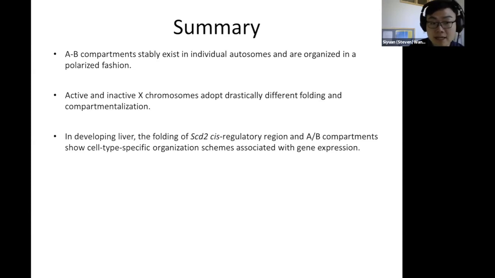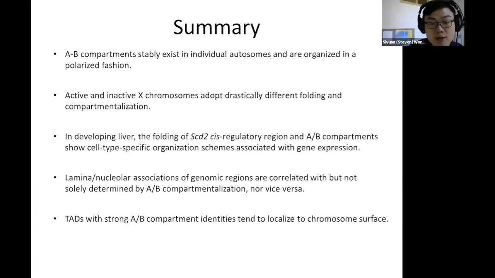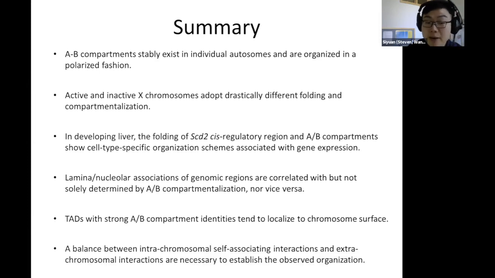In developing liver, the folding of the SCD2 cis-regulatory region and AB compartments show cell type specific organization schemes associated with gene expression. Laminar or nucleolar associations of genomic regions are correlated but not solely determined by AB compartmentalization, nor vice versa. TADs with strong AB compartment identities tend to localize to the chromosome surface, and a balance between intrachromosomal self-associating interactions and extrachromosomal interactions is necessary to establish the observed chromatin organization.